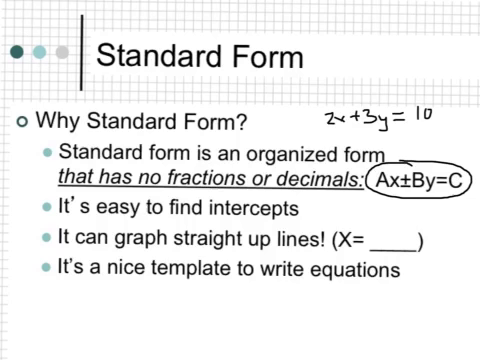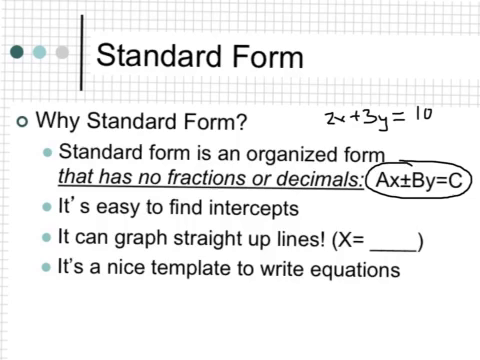It can also graph lines that are straight up and down. Y equals mx plus b can't do that because the slopes are undefined and there's no y-intercept, so there's no b value. But straight up and down lines are just x equals something, which is a simplified version of standard form, so that's kind of nice.